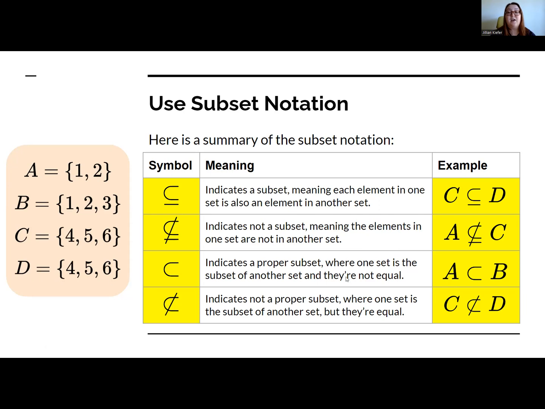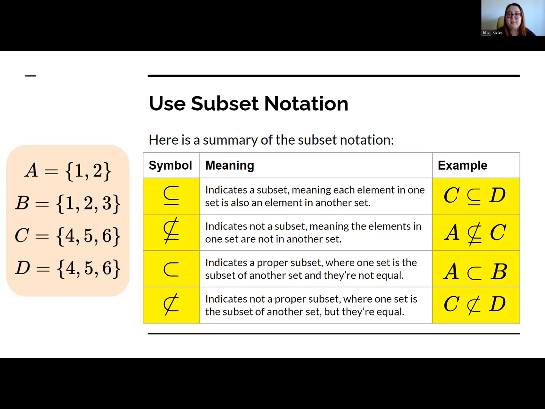Then we have not a subset, meaning that the elements in one set are not going to be in the second. So for example, A is not a subset of C. A is the set of 1, 2, and C is the set of 4, 5, and 6. 1 and 2 are not found in the set of 4, 5, and 6, so therefore A is not a subset of C.